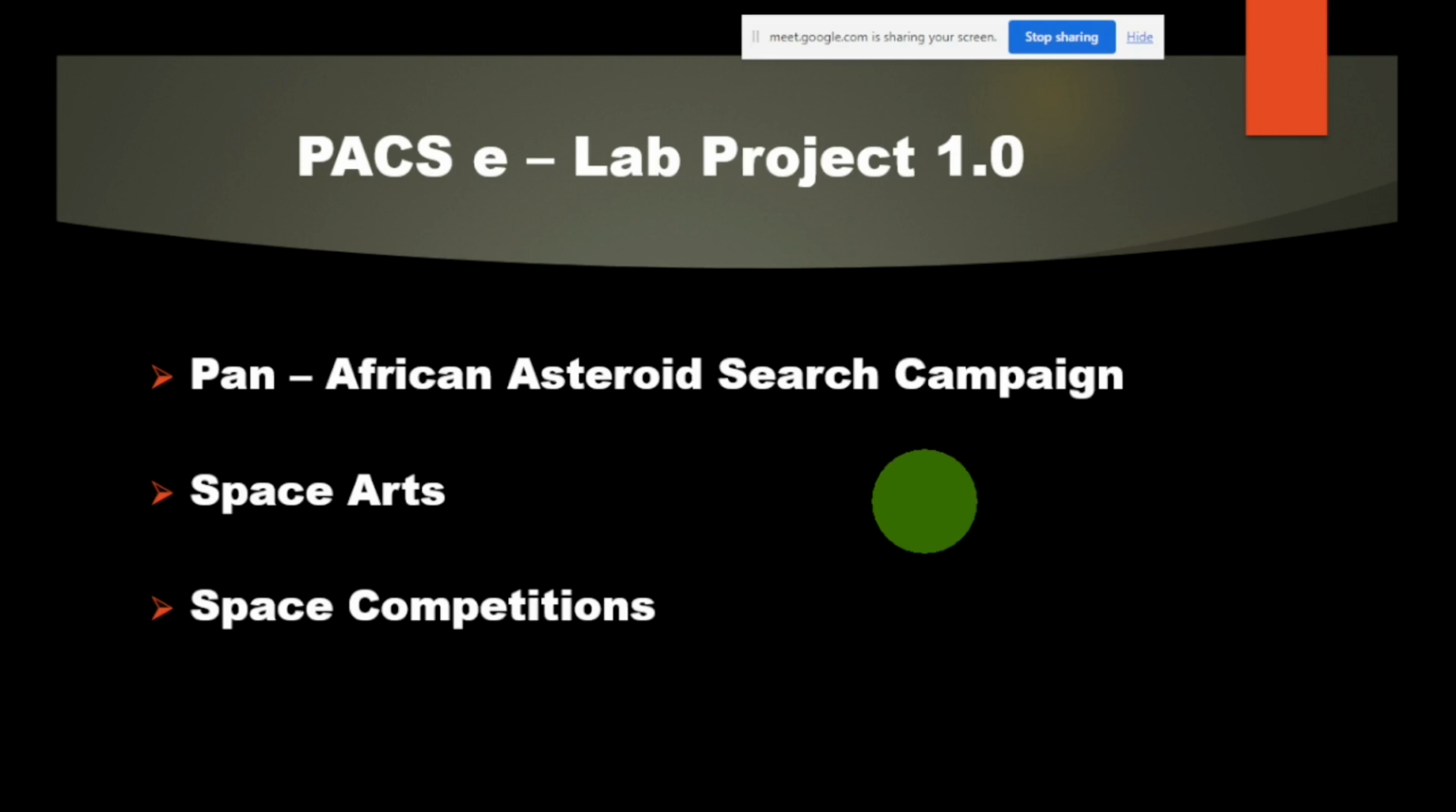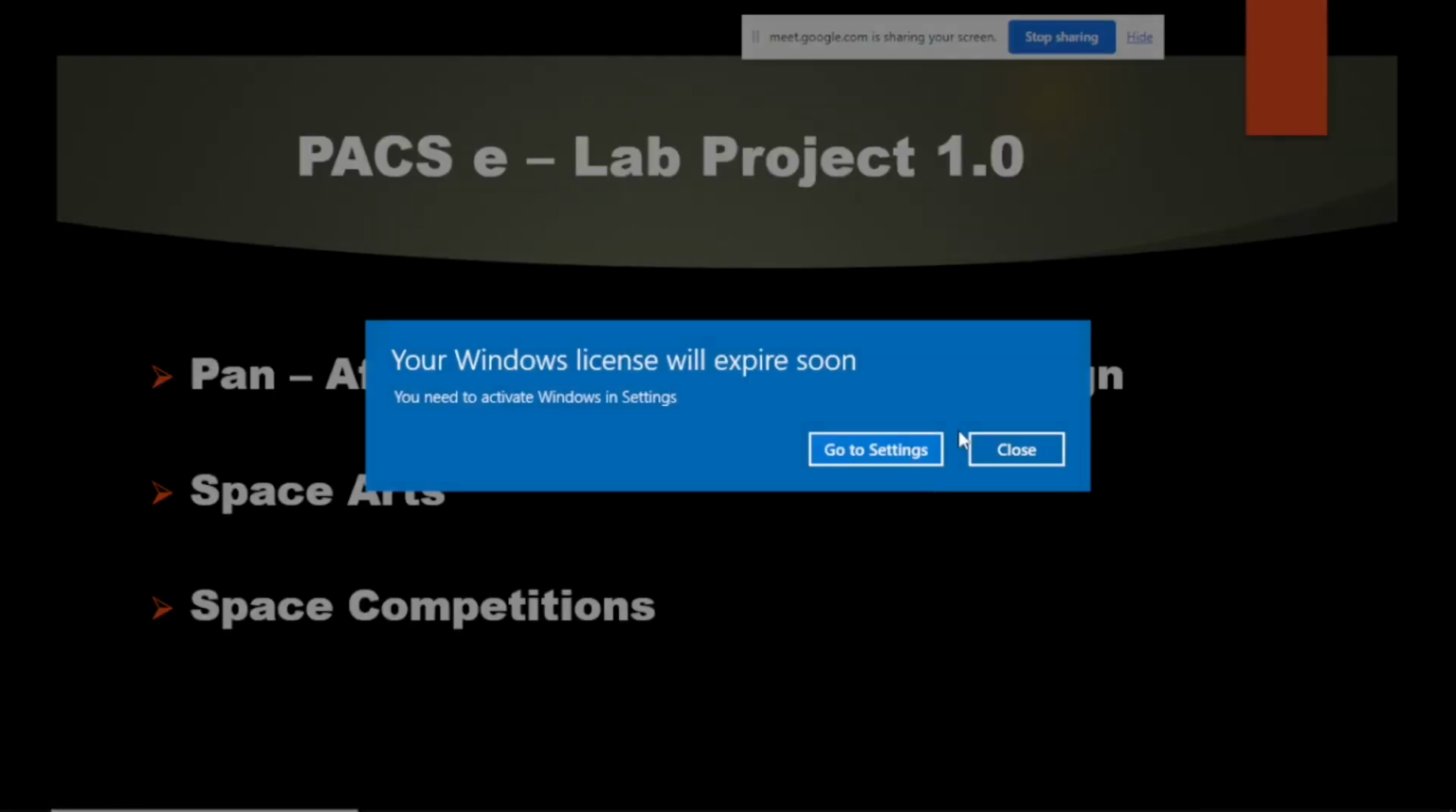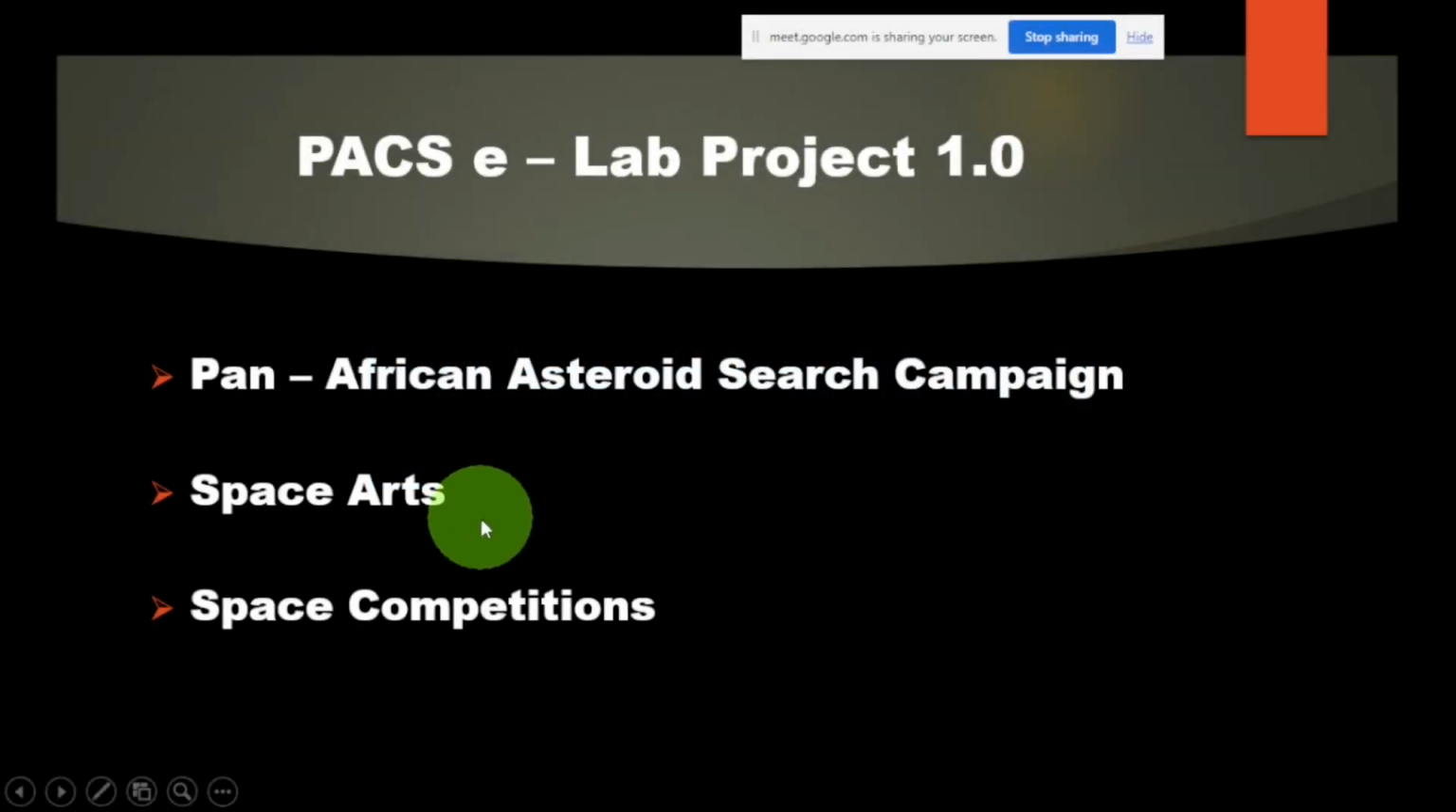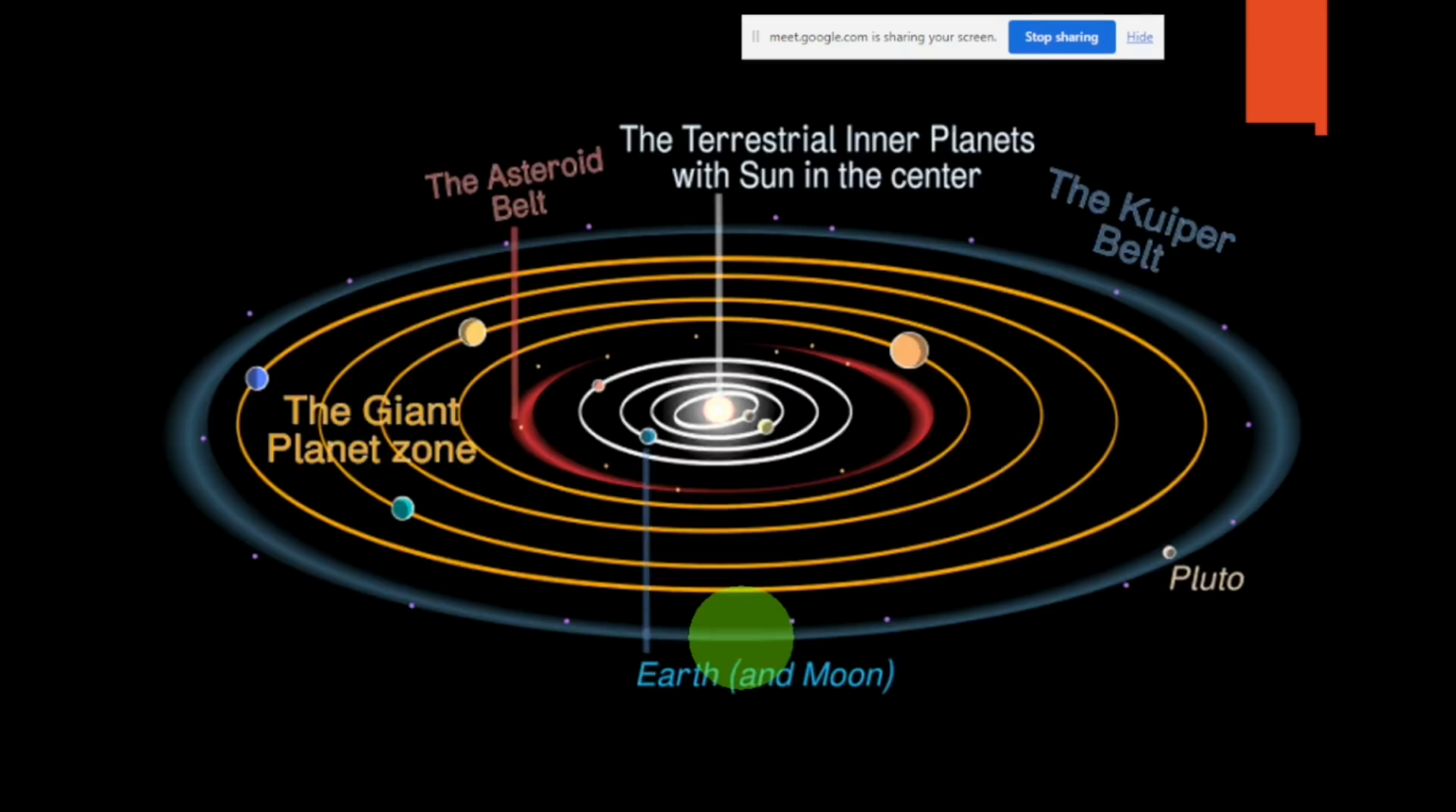In our first project, we promote asteroid search. We also have projects for children that are less than 16 years. We also have space competitions for all ages. Now, what is asteroid research? What is an asteroid, by the way?